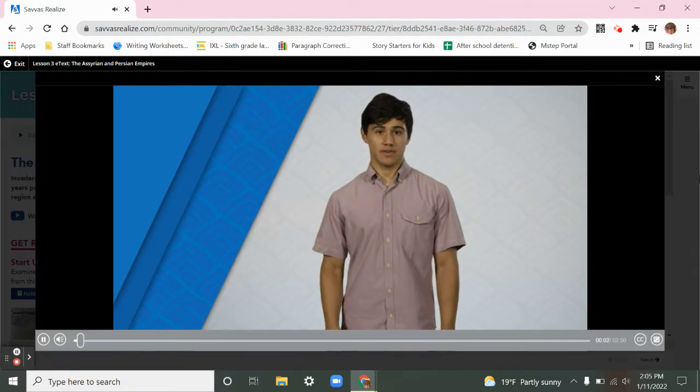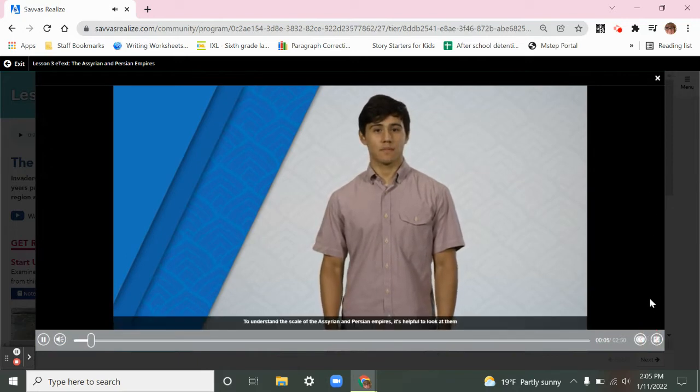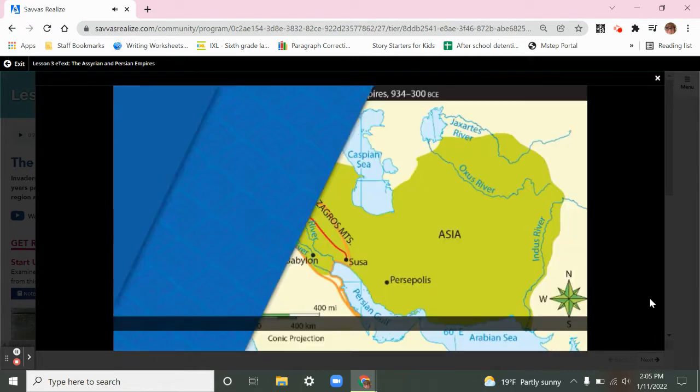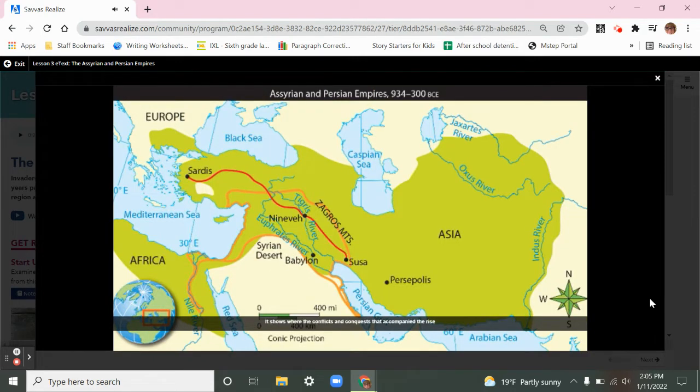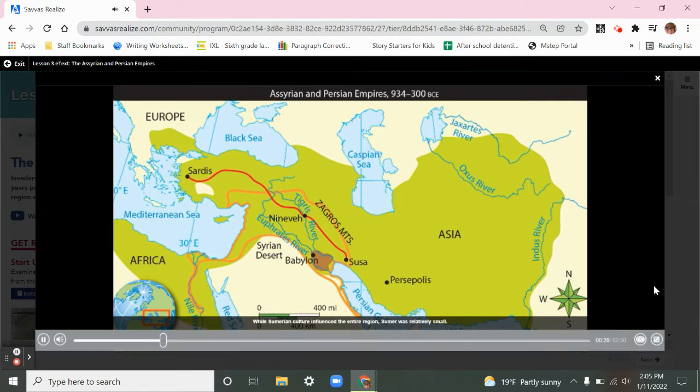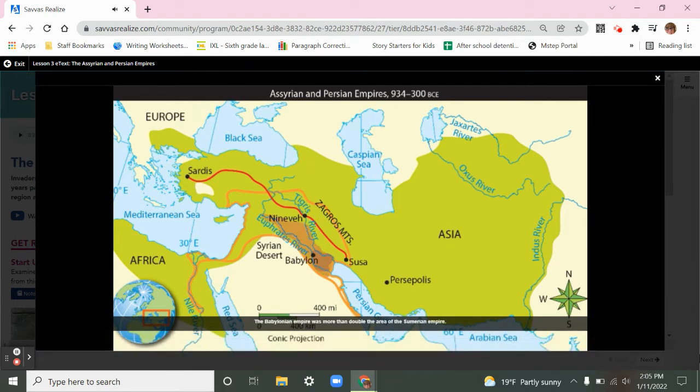To understand the scale of the Assyrian and Persian empires, it's helpful to look at them from a purely geographical viewpoint. This is a map of the Middle East. It shows where the conflicts and conquests that accompanied the rise of the first civilizations occurred. One of the world's first civilizations, Sumer, developed at the south end of the fertile valley between the Tigris and Euphrates rivers. While Sumerian culture influenced the entire region, Sumer was relatively small. Then the Babylonians conquered Sumer. The Babylonian Empire was more than double the area of the Sumerian Empire. Still, the Babylonian boundaries, like those of Sumer, did not extend far beyond the banks of the two rivers.